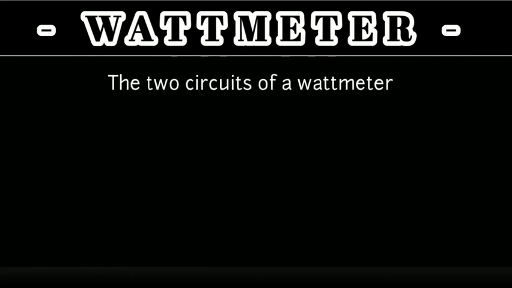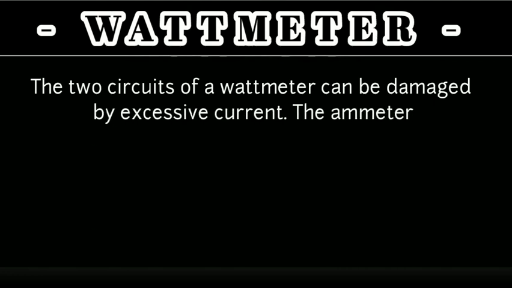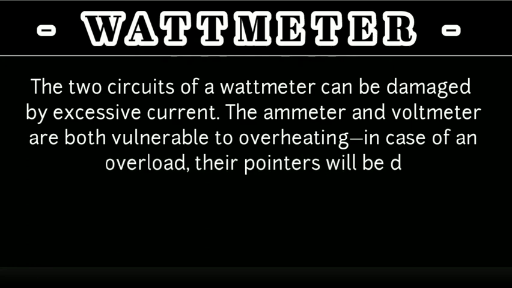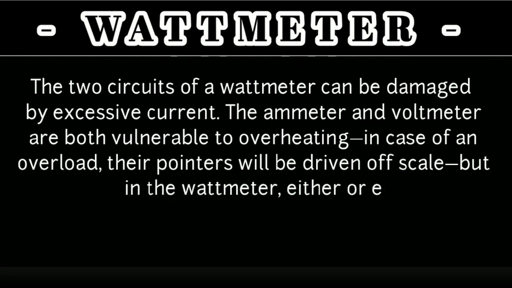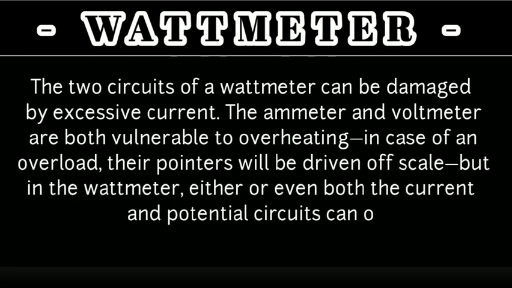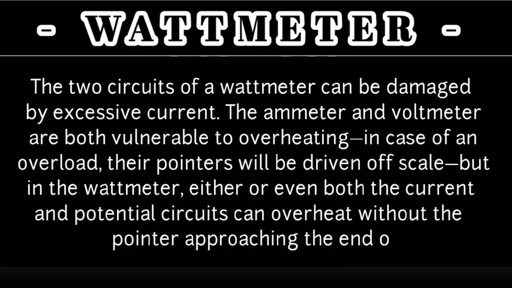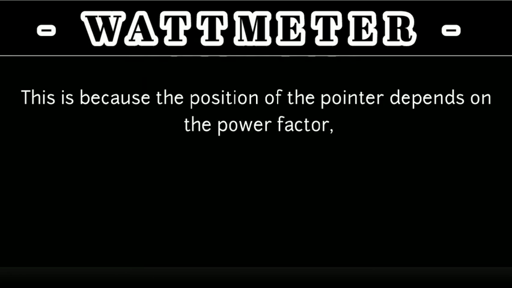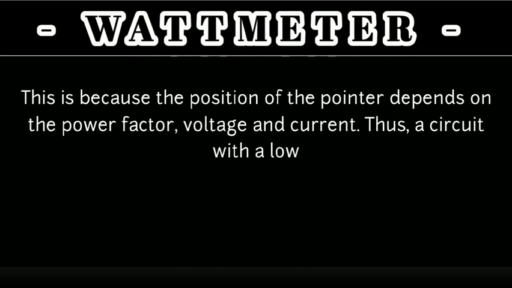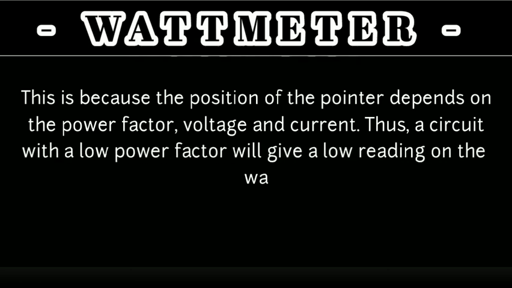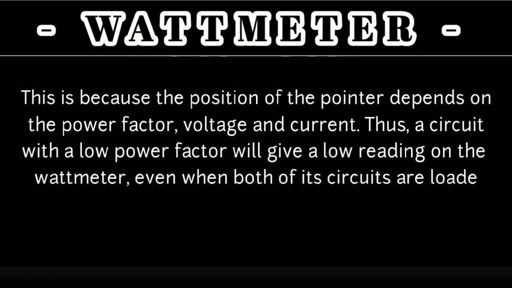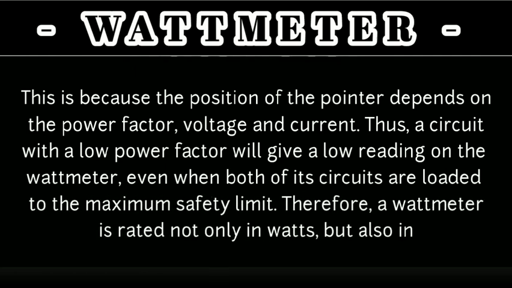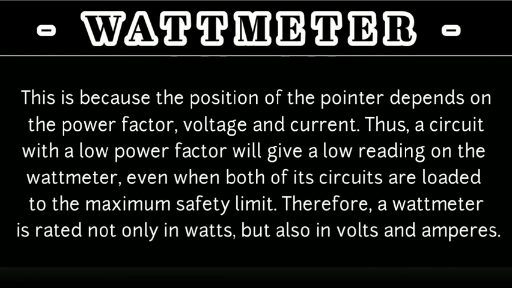The two circuits of a wattmeter can be damaged by excessive current. The ammeter and voltmeter are both vulnerable to overheating in case of an overload. Their pointers will be driven off scale, but in the wattmeter, either or even both the current and potential circuits can overheat without the pointer approaching the end of the scale. This is because the position of the pointer depends on the power factor, voltage, and current. Thus, a circuit with a low power factor will give a low reading on the wattmeter, even when both of its circuits are loaded to the maximum safety limit. Therefore, a wattmeter is rated not only in watts, but also in volts and amperes.